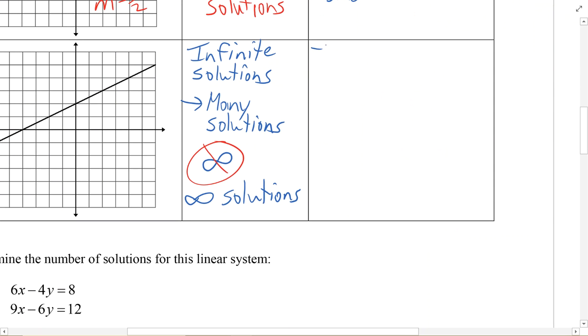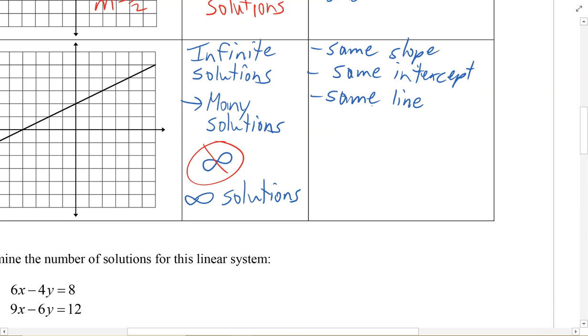So you have to have the same slope and the same intercept in order to be the same line. So same, same, same. In order to be the same, you have to be the same. Now, I'm not going to go and give you an easy question.